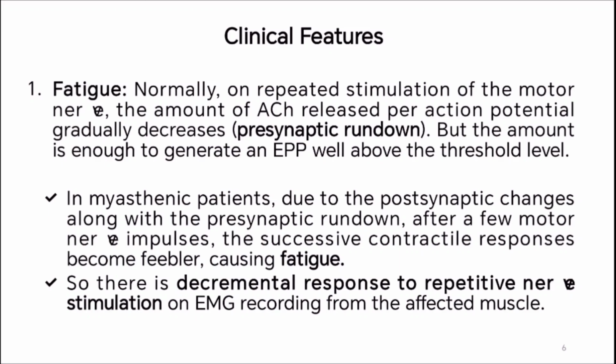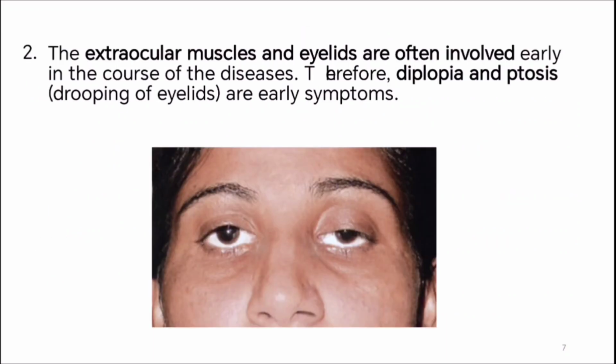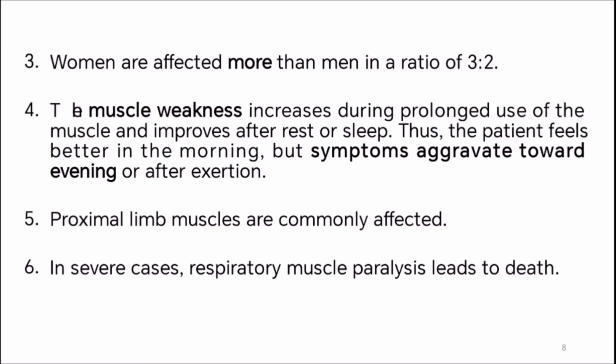The next important feature in the early symptoms is ptosis as well as diplopia. This picture shows a female having ptosis in the left eye. Ptosis is nothing but the drooping of eyelids. The extraocular muscles and the eyelids are often involved early in the course of myasthenia gravis, and diplopia and ptosis are the early symptoms. Women are more affected than men in the ratio of 3:2.